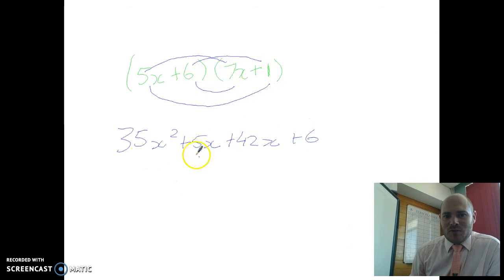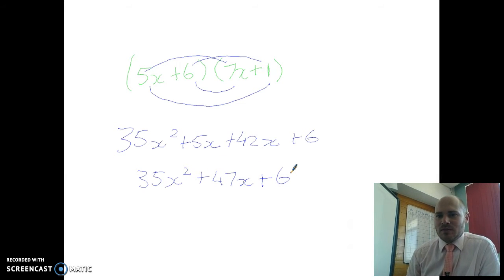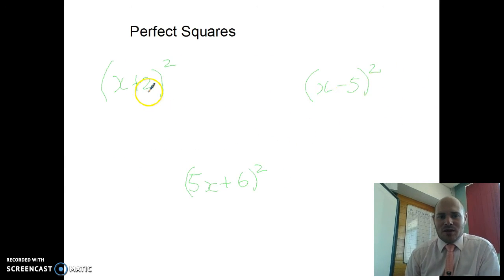So now I collect my like terms in the middle again. So I end up with my 35x squared. 5 and 42 makes 47x, plus 6. So that's our starter of our expanding brackets. Then we had a look at our perfect squares.